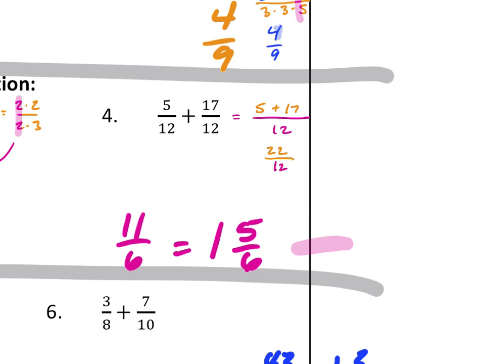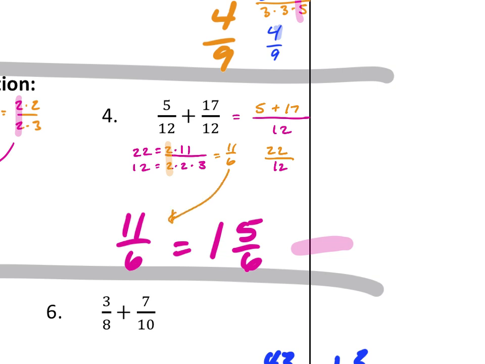And at this point, I can reduce this because 22 is 2 times 11, and 12 is 2 times 2 times 3. So if I look at that, then I'm going to reduce the 2's, which leaves me with 11 sixths, because 2 times 3 is 6. So I could have 11 sixths, and that is a correct answer.